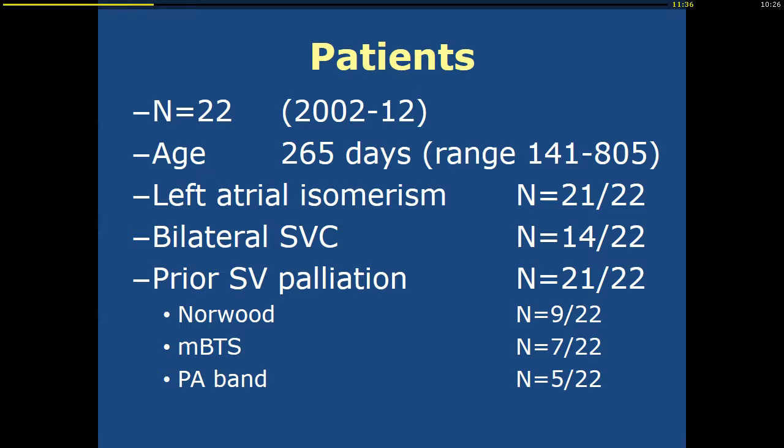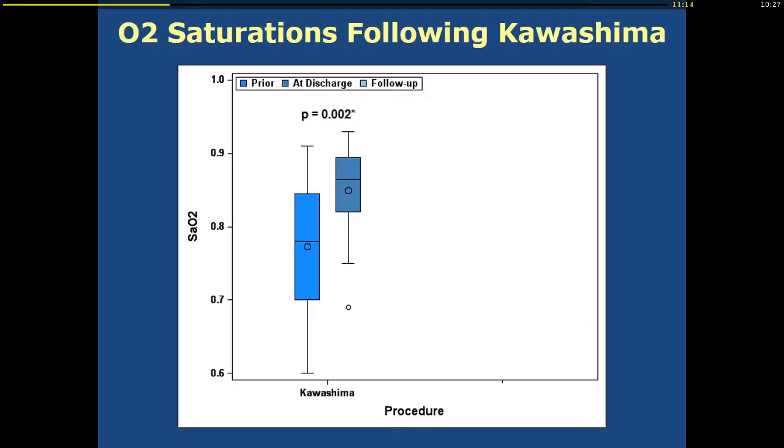The average age at time of the Kawashima was 265 days. However, we've done it as early as almost 5 months. Majority had left atrial isomerism, and about 2/3 had bilateral SVC. The majority had prior first-stage palliation, including Norwood in the majority, followed by BT shunt and PA band.